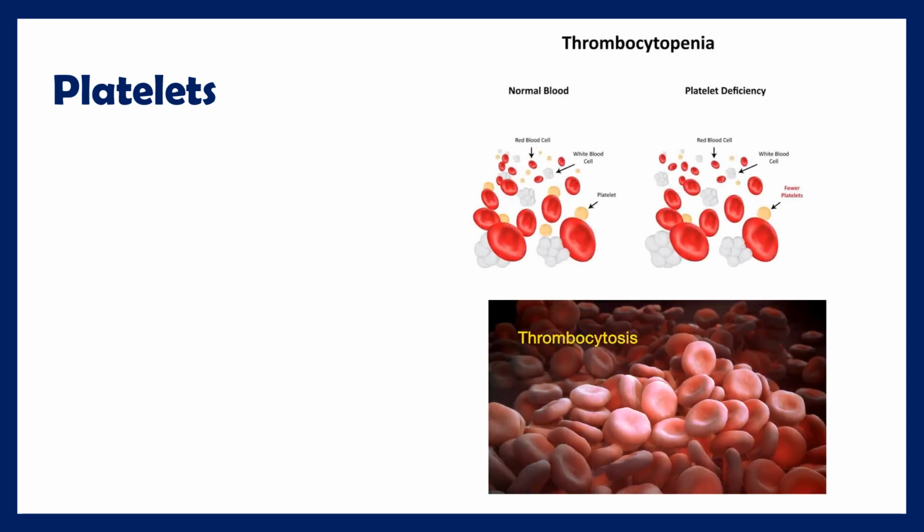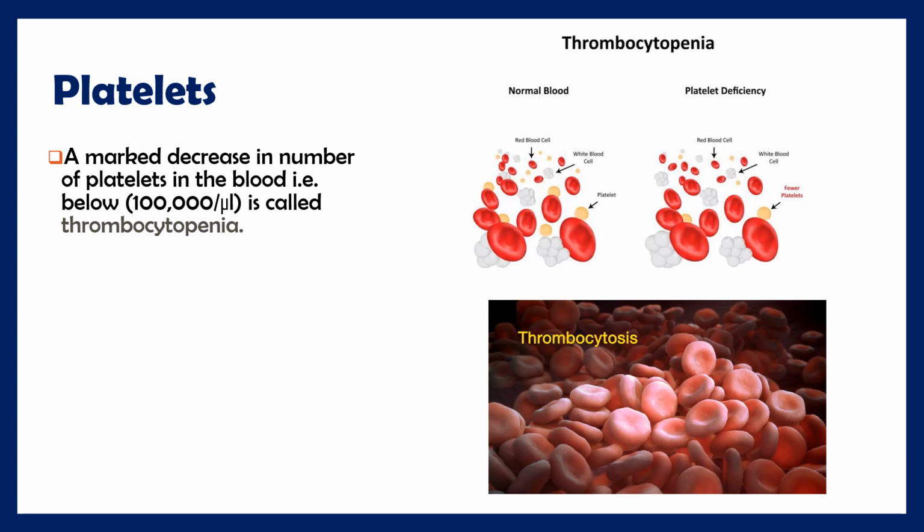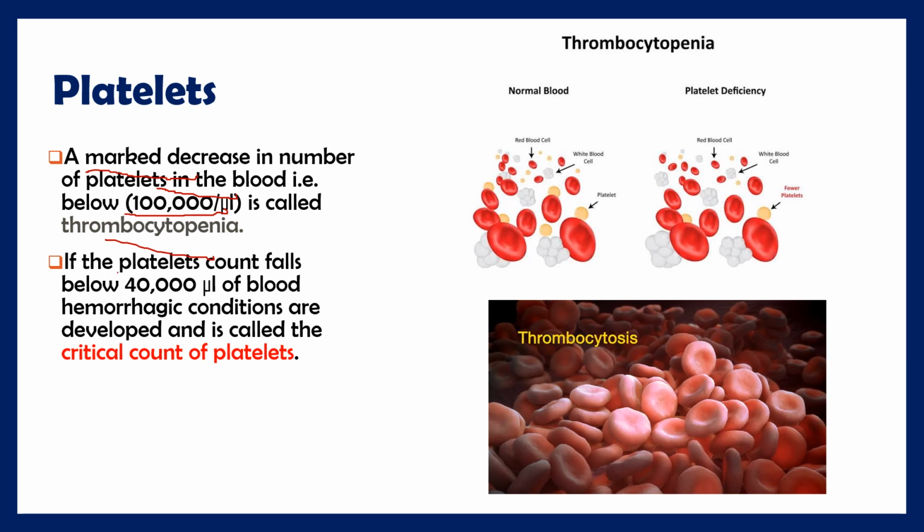So there are some conditions and terms that we use in the platelet count. So this includes thrombocytopenia and thrombocytosis. So if there is a decrease in the number of platelets, then it is known as thrombocytopenia. So what is the number for thrombocytopenia? If the platelet count decreases below 100,000 per microliter of the blood, then thrombocytopenia occurs. And if the platelet count falls below 40,000 per microliter of blood, then hemorrhagic conditions will take place, because there will be low platelet count and less blood coagulation, and this is known as the critical count of platelets.